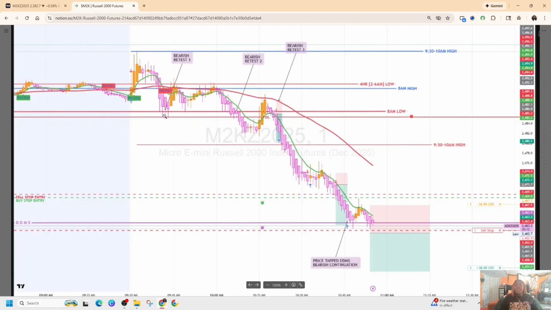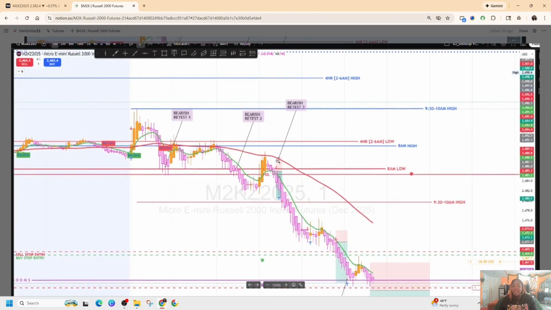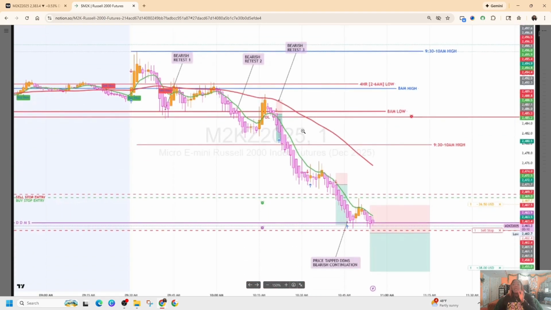But honestly, once price tapped this 8 a.m. low, not once, not twice, but 3 times, I got it for an entry. I literally got it for an entry right below that 8 a.m. low level marker. I was in and out.